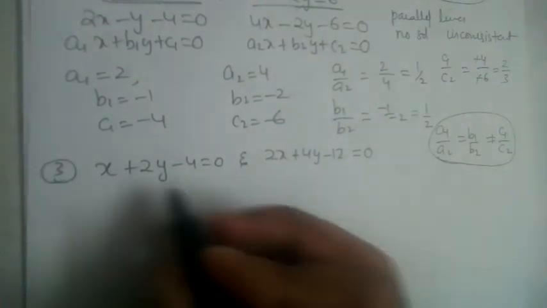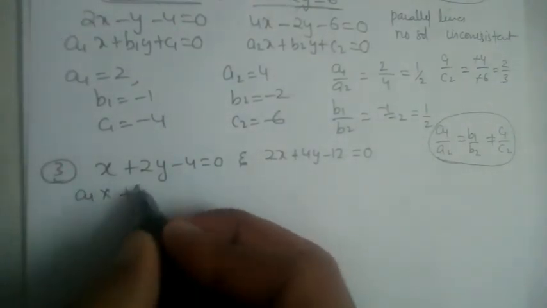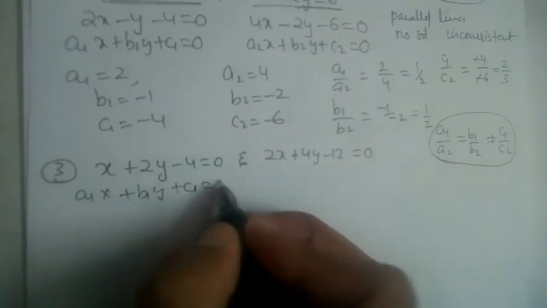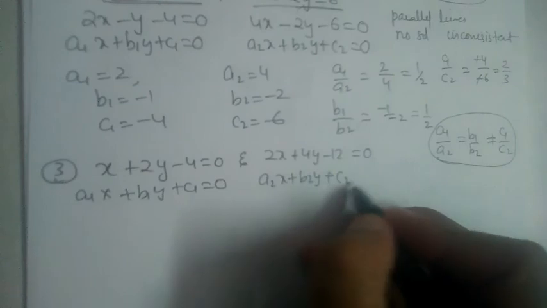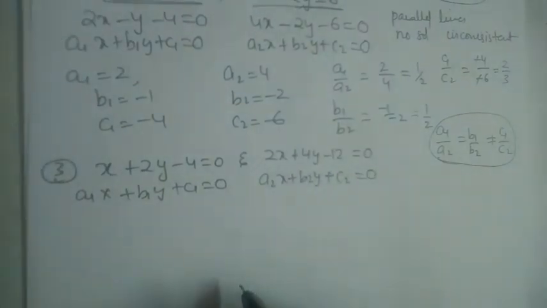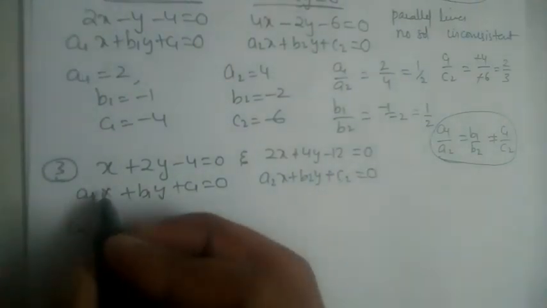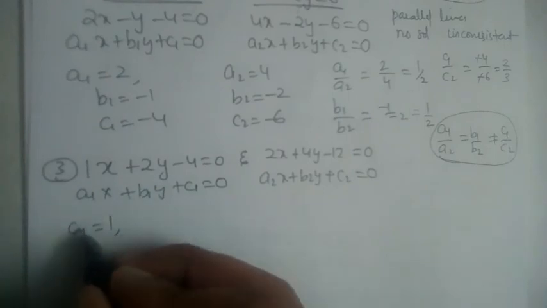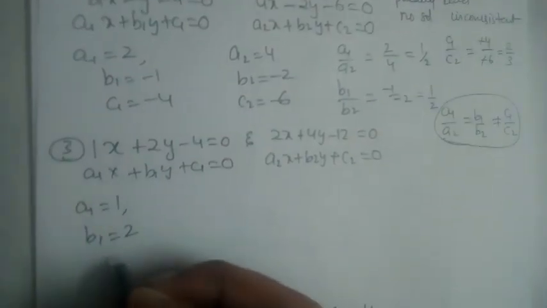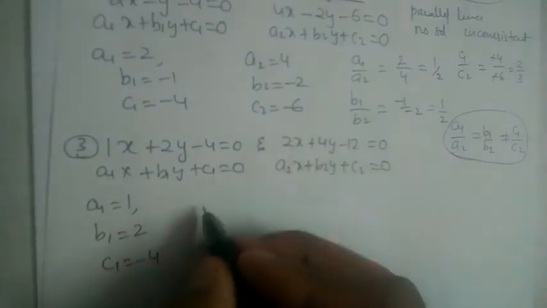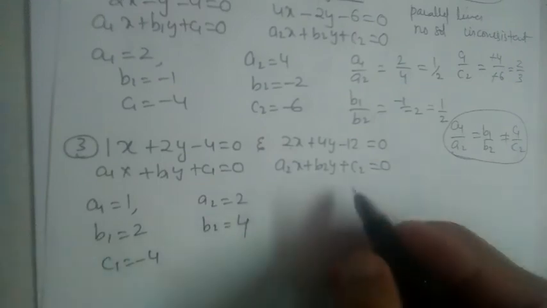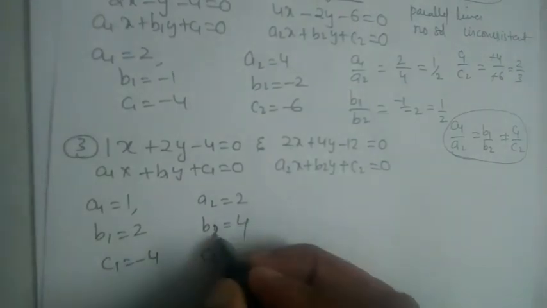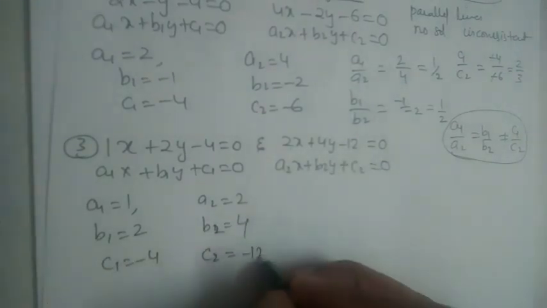They are already arranged in standard form, right? So this is a1x plus b1y plus c1 is equal to 0. a2x plus b2y plus c2 is equal to 0. All right, what is a1? It is equal to 1. What is b1? 2. c1 minus 4. a2, it is equal to 2. b2 is equal to 4. c2 is equal to minus 12.